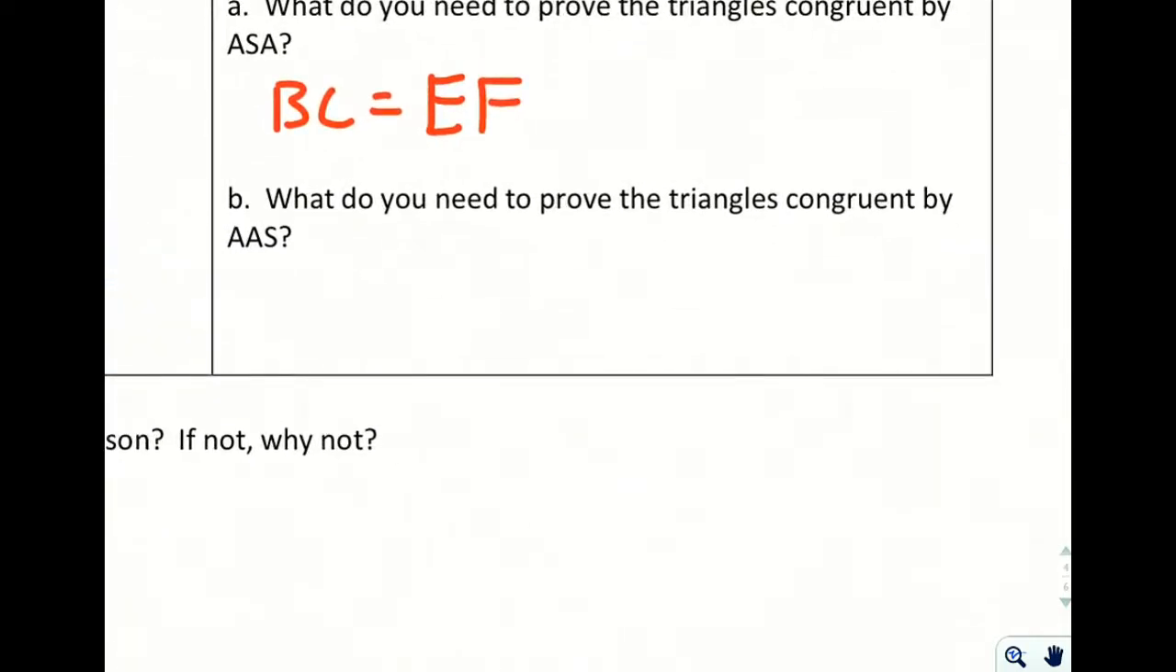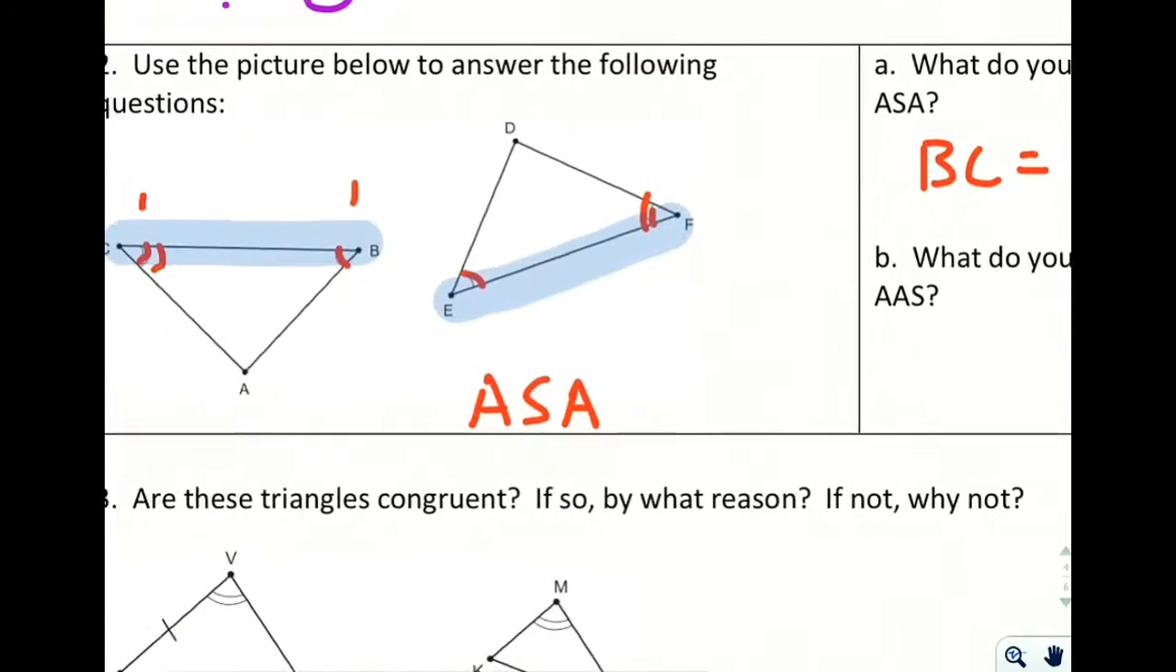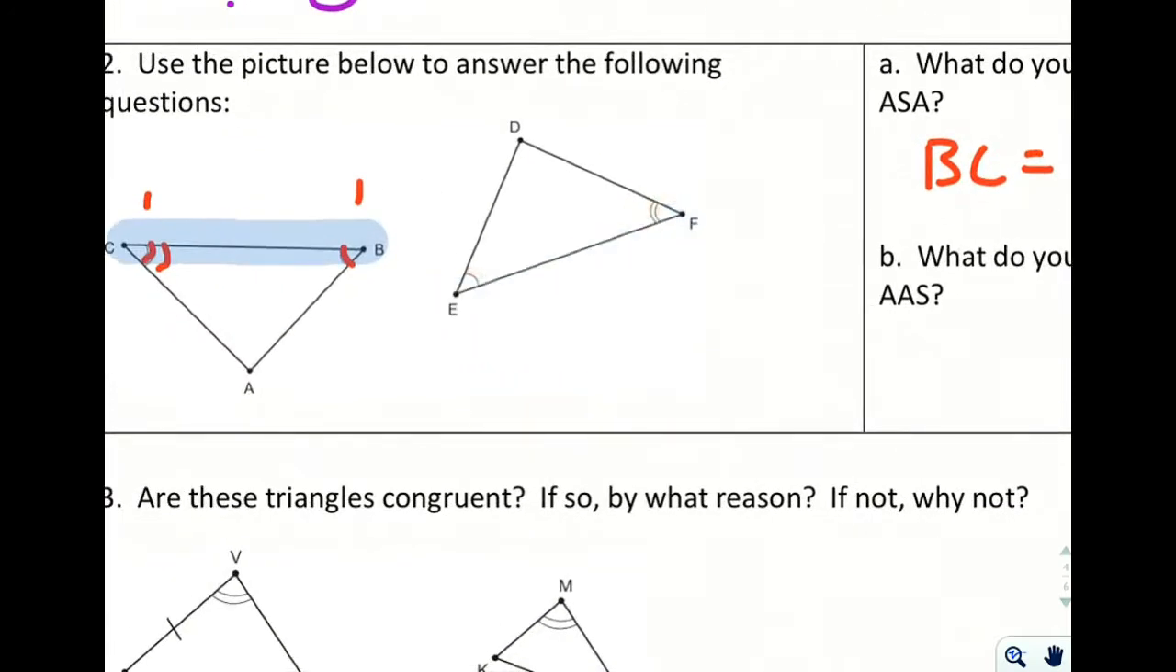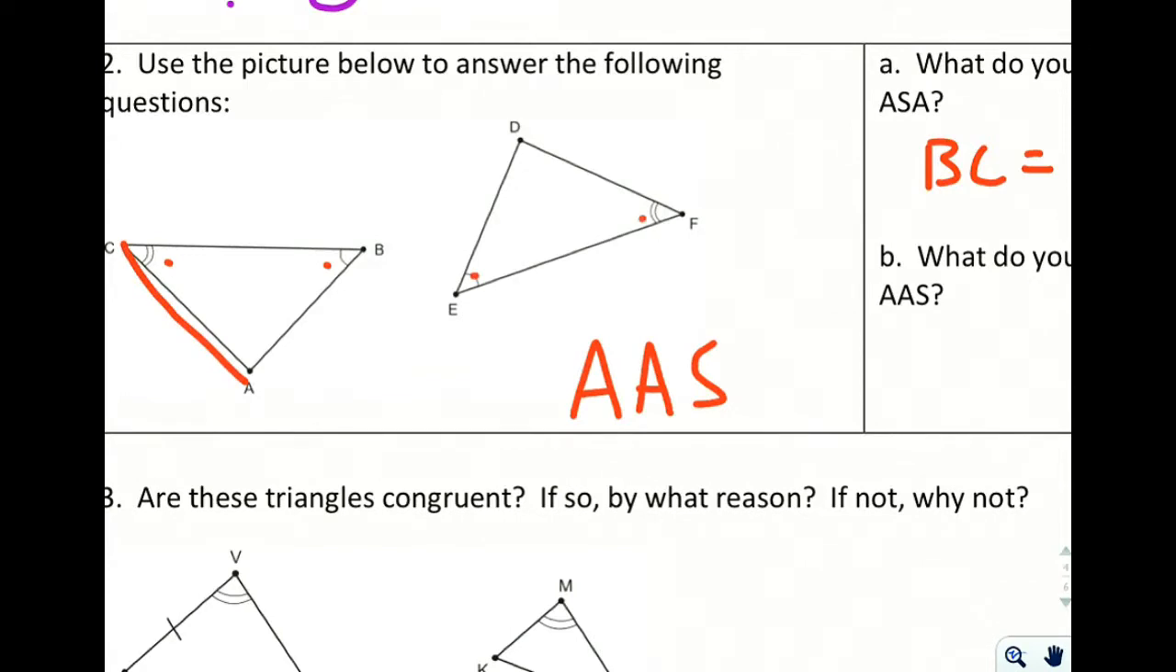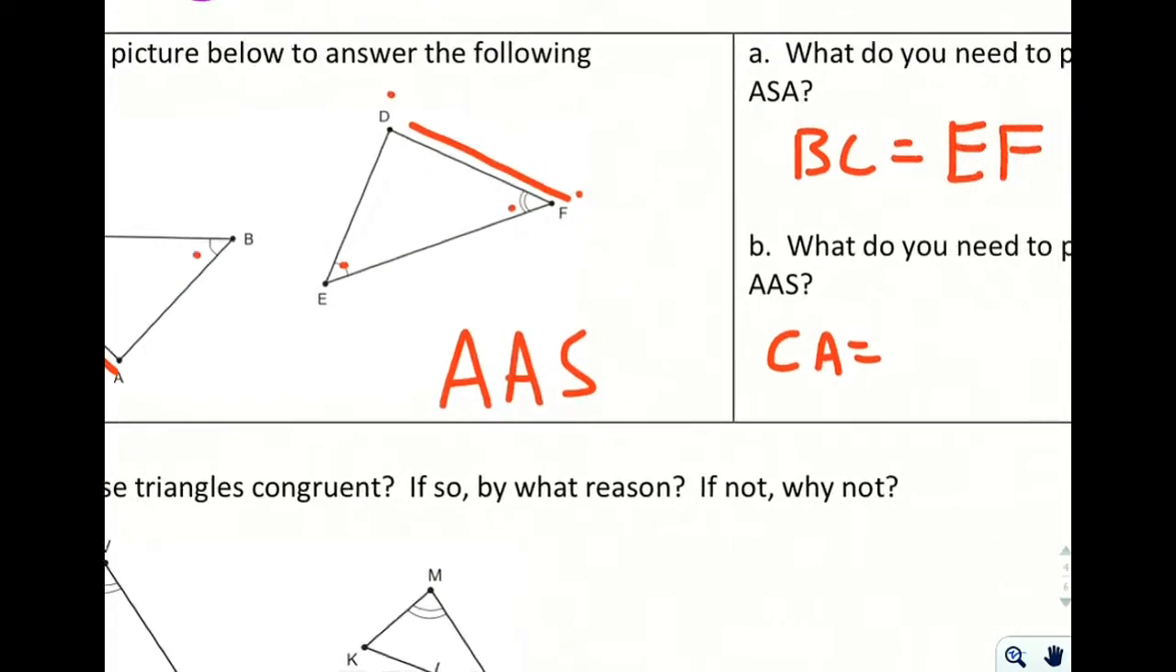Now it says, what do you need to prove the triangle is congruent by AAS? Let me clear this out here. By angle, angle, side. Here we have an angle, here we have an angle. We would need a side. Angle, angle, side. If you're thinking that there might be 2 ways to do this, you're right. We'll get to the second way in just a moment. So we could say that CA, from the double angle to the unmarked one, side CA is equal in length to side FD. That would be one way to do it.